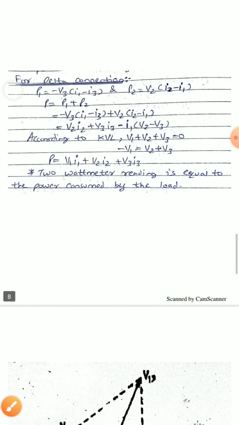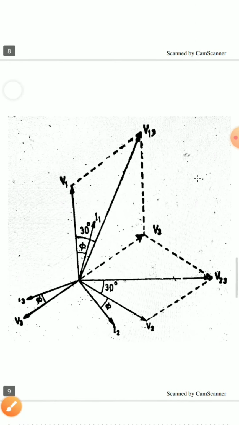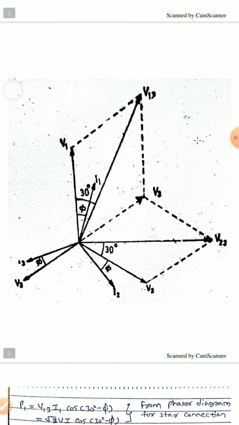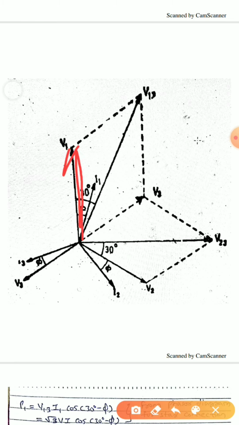Now let us go a little bit in depth into the 2 wattmeter method. Here we can clearly make out that there are 3 phases. This is the V1 phase, this is V2, and this is V3.